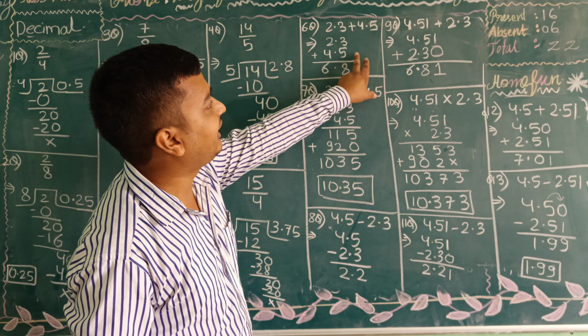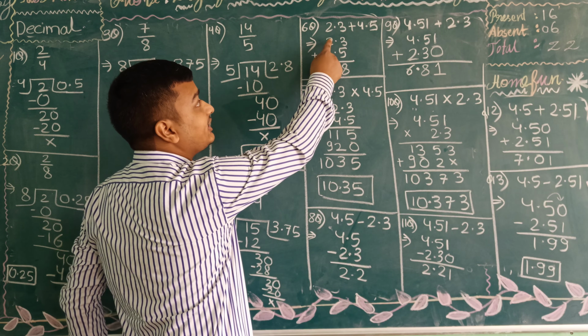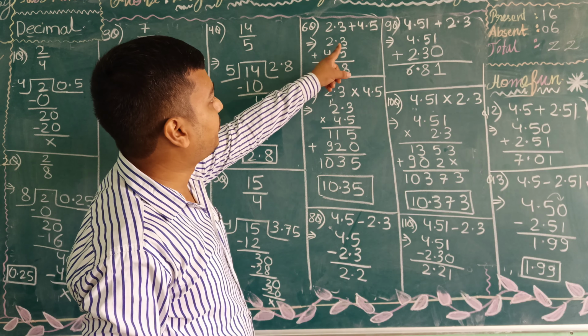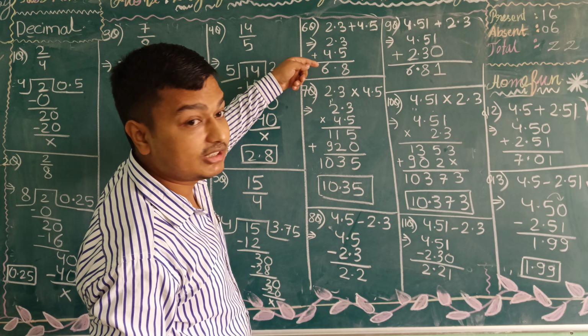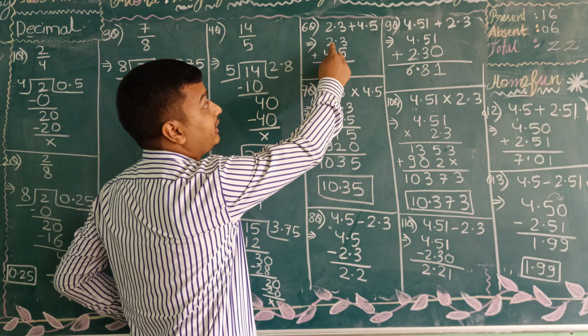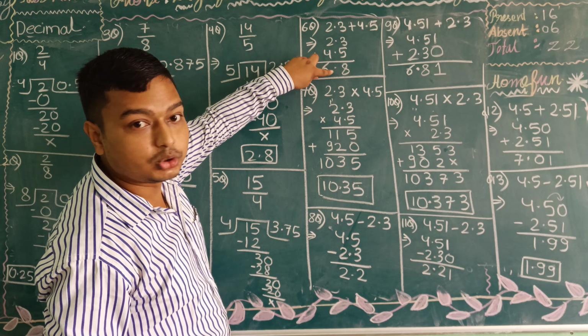2.3, 4.5. I will write as it is. As you are able to say below decimal, I will write decimal. So 2.3, 4.5. Near decimal, decimal. 5 plus 3, 8. 4 plus 2, 6. There is a very important thing that we should never miss, that is decimal to decimal. It should come down only.